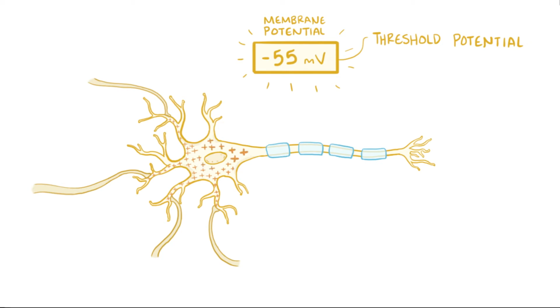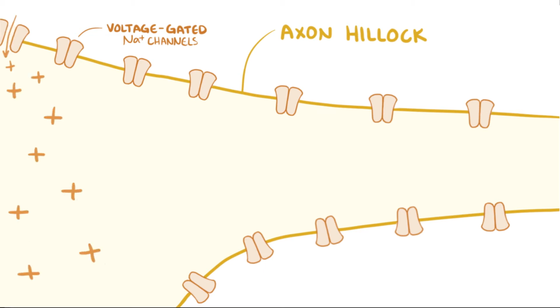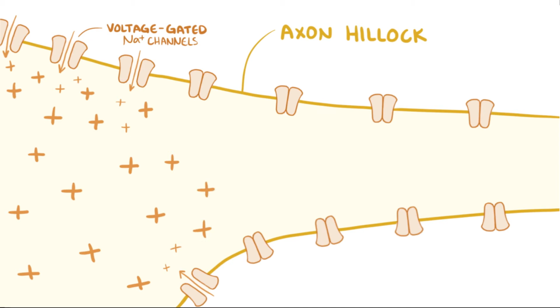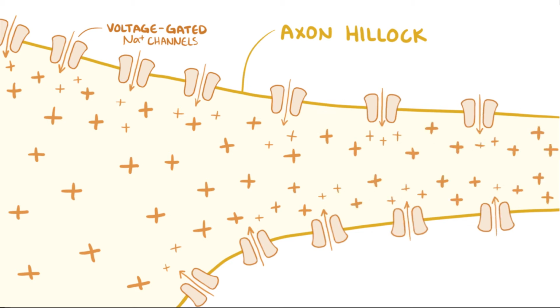When it hits this threshold value, it triggers the opening of voltage-gated sodium channels at the start of the axon, which is called the axon hillock. These voltage-gated channels open in response to a change in voltage, and when these open, sodium rushes into the cell. The influx of sodium ions and the resulting change in membrane potential causes nearby voltage-gated sodium channels to open as well, setting off this chain reaction that continues down the entire length of the axon, which ends up being our action potential. And when this happens, we say that the neuron has fired.